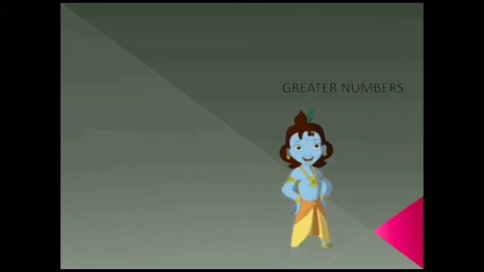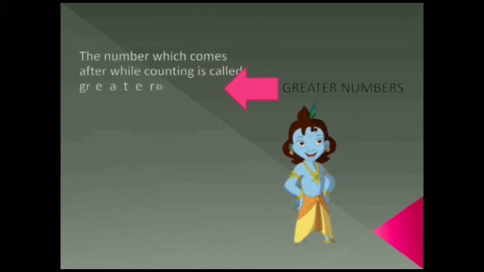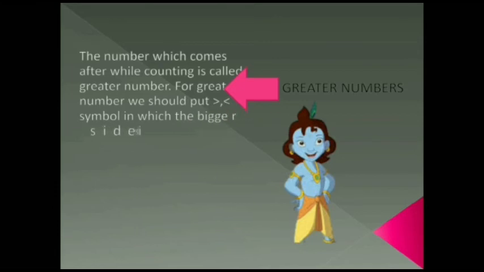Greater numbers. The number which comes after while counting is called greater number. For greater number, we should put greater or lesser symbol in which the bigger side is facing the greater number. Observe these examples, children.